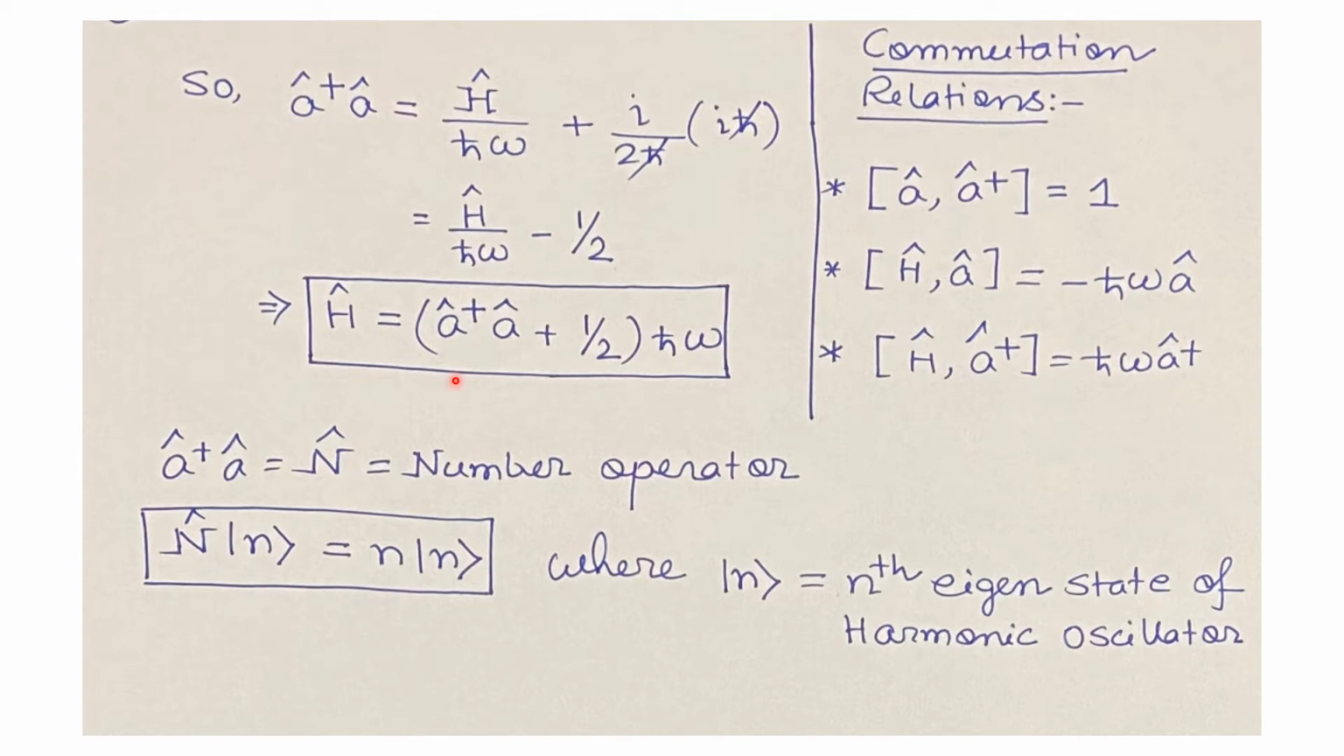Here the a cap dagger a cap is known as the number operator n cap, because when this operator a cap dagger a cap, or the operator n cap, operates on a harmonic oscillator state n, it returns the eigenvalue n, that is the value of the state of the harmonic oscillator. Here the state n is basically the nth eigenstate of the harmonic oscillator.